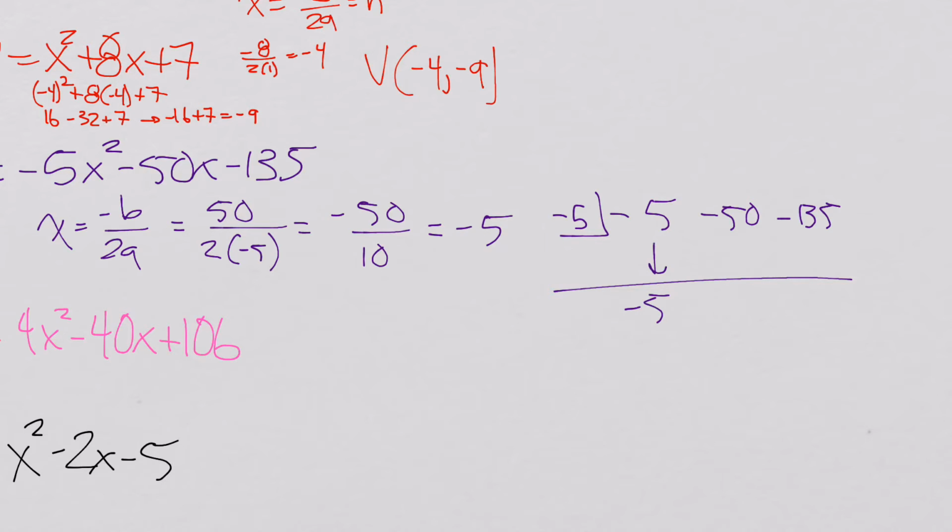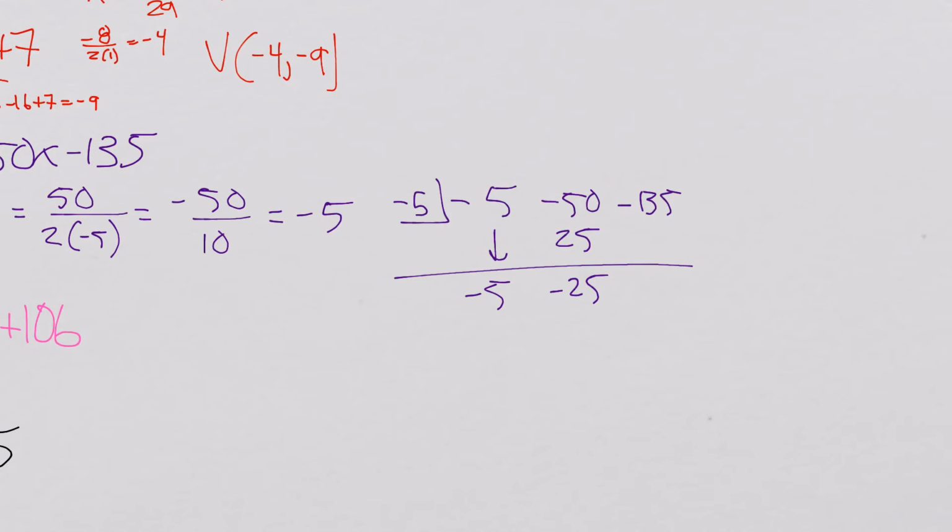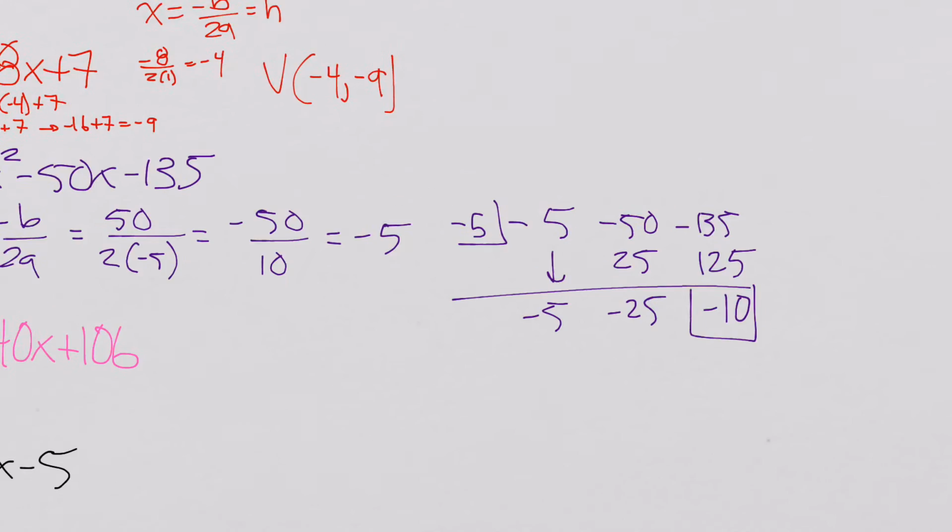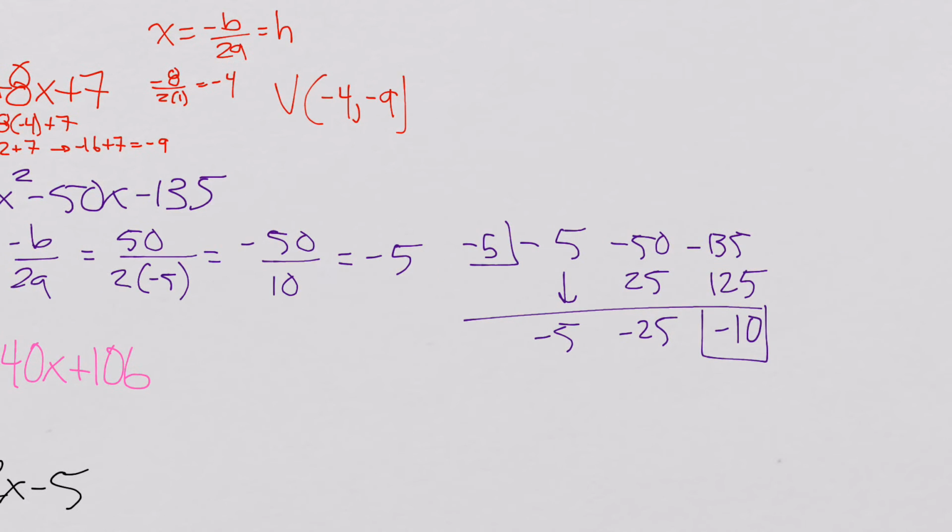So drop down that negative 5. Negative 5 times negative 5 is positive 25. Negative 50 and a positive 25 gives you negative 25. And then negative 5 times negative 25 gives you a positive 125. If you have 5 quarters, how much money do you have? You have 125 cents. So negative 135 and a positive 125 means those numbers are 10 apart, so we get a negative 10 there as my answer, which means the y value of my vertex is negative 10. So negative 5, negative 10.